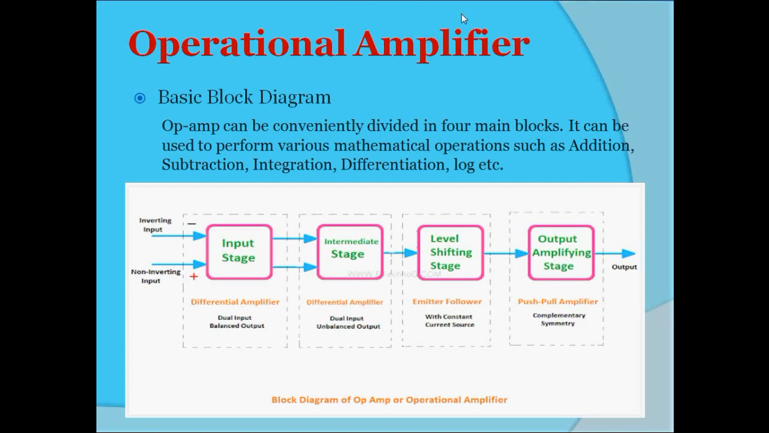The final stage is usually a push-pull complementary symmetry amplifier. The output stage increases the output voltage swing, provides gain and raises the current supplying capability of the op-amp. So this is how the operational amplifier block diagram works.